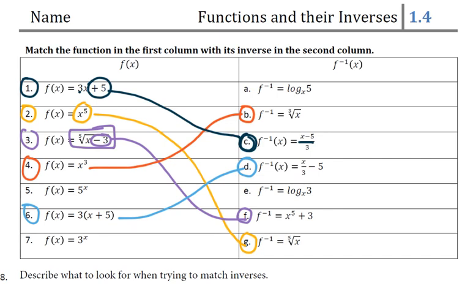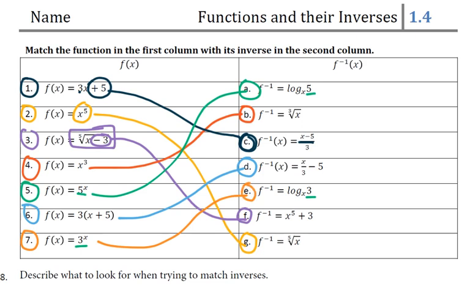Now these last two exponentials, 5 and 7, we haven't really dealt with their inverses or anything like that. But notice that over here we've got a 5 and a 3. So 5 would match up with 5, and 3 would match up with 3.